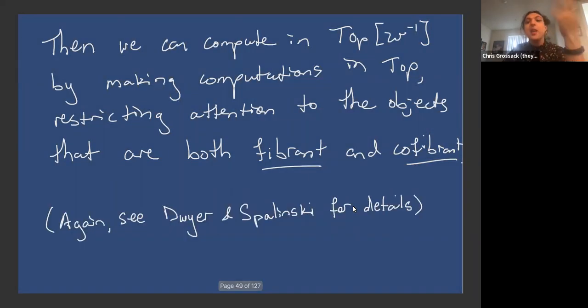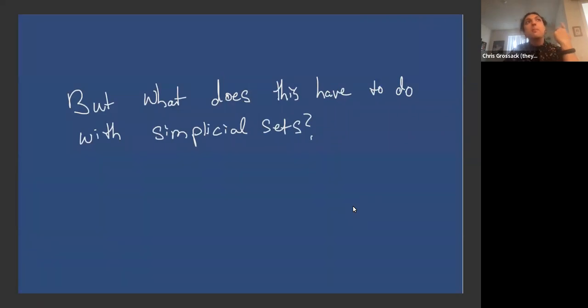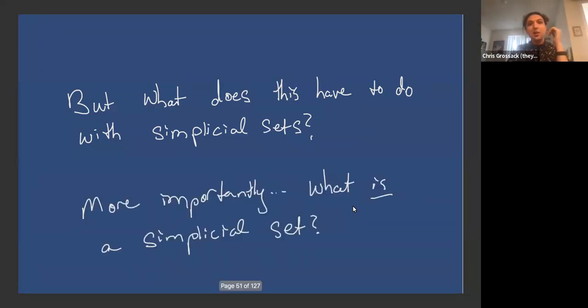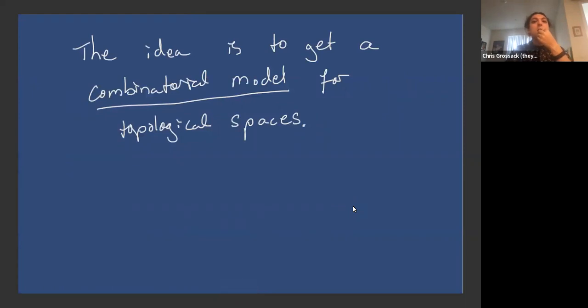Fantastic. And again, see Dwyer and Smolinski for more details. Okay, but this is great as far as working with classical topology, but at some point we have to introduce simplicial sets. And so what does this have to do with simplicial sets? And more importantly, what is a simplicial set?